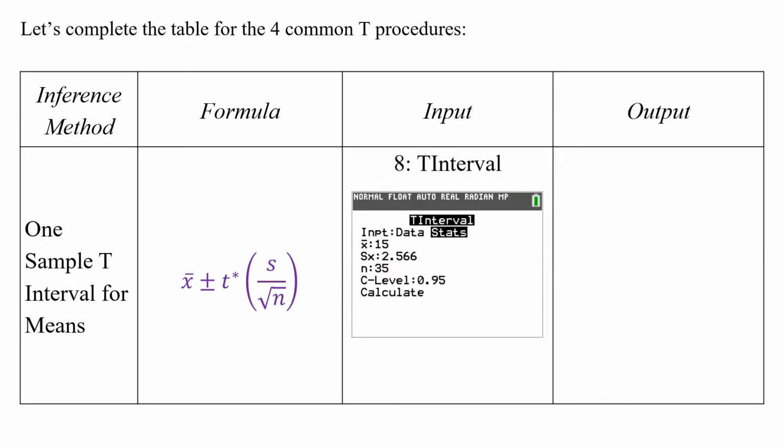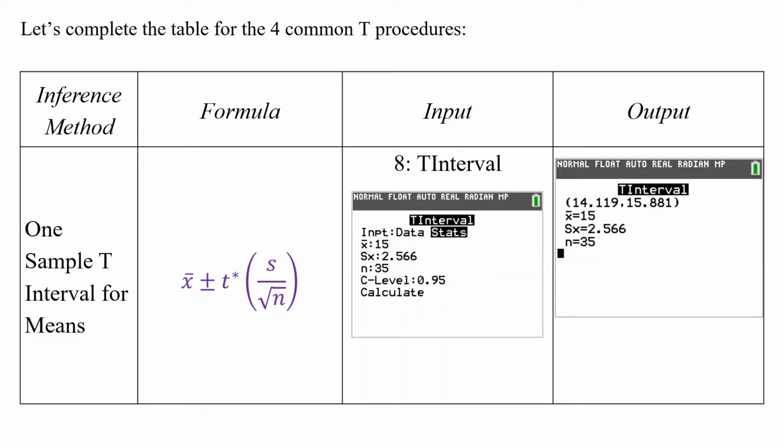If you were inputting onto the calculator, you input your x bar, your s sub x, and your n, and then you report your confidence level as a decimal. Your output is going to give you that confidence interval in interval notation. It's then going to spit back out the statistics you put in. Notice that this doesn't give your T star value. It doesn't give degrees of freedom at all. It's just a one sample T interval, so you still have to know how to do that.